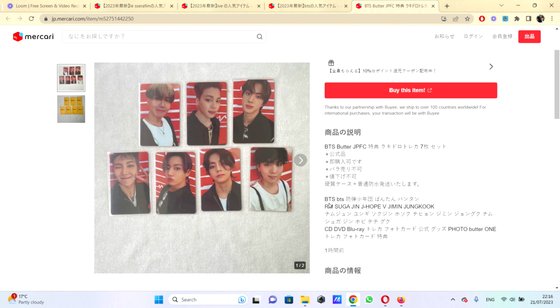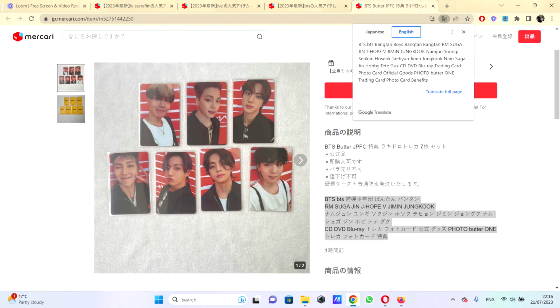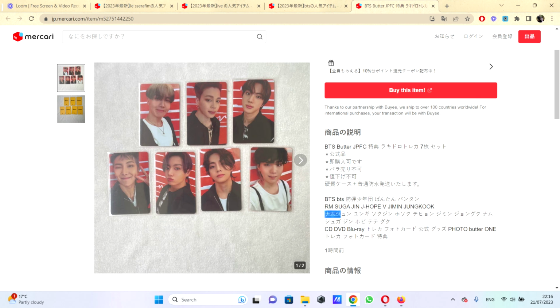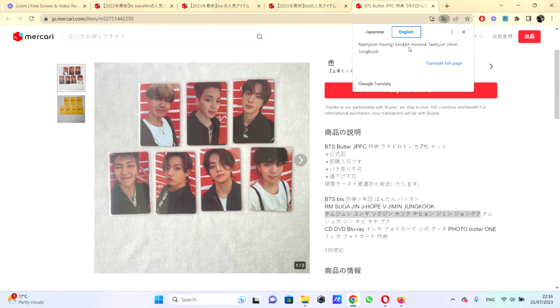So I tend to just ignore that. But anyway, what is that? Let's just translate it to see. And then it says BTS, BTS, RM, Suga, all of the English ones, the romanized ones. Then there's Namjoon, Yoongi, Seokjin, Hoseok, Taeyang, Jimin, Jungkook. And then it goes into the nicknames. So it's Nam, Suga, Jin, Hobi, Tete, and Kook. So for example, all of these are just their names: Namjoon, Yoongi, Seokjin, Hoseok, Taeyang, Jimin, Jungkook.